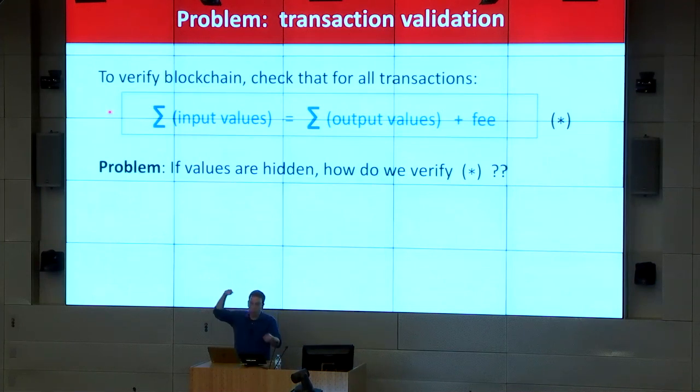Maybe the outputs are more than the inputs, in which case Bitcoin is created out of thin air and the whole system would come crashing down. That would be no good. But we can't verify this anymore because we have commitments, not actual values. So what do we do? Anybody have ideas? Reveal the sum of the... okay, good. More generally, good. Amit is two steps ahead as usual.